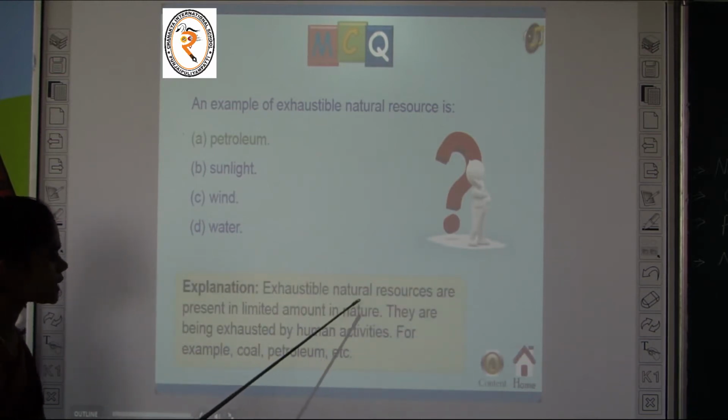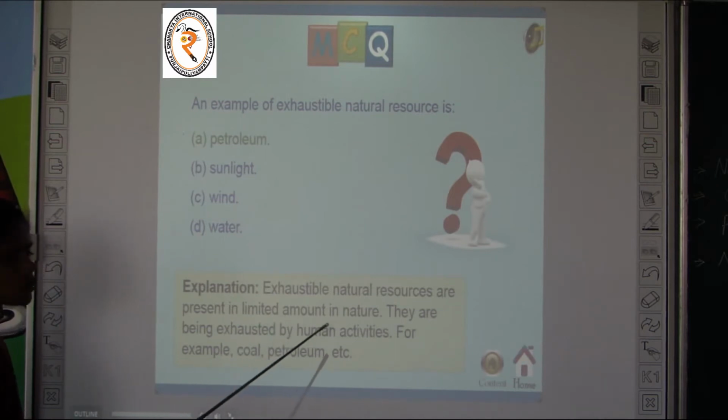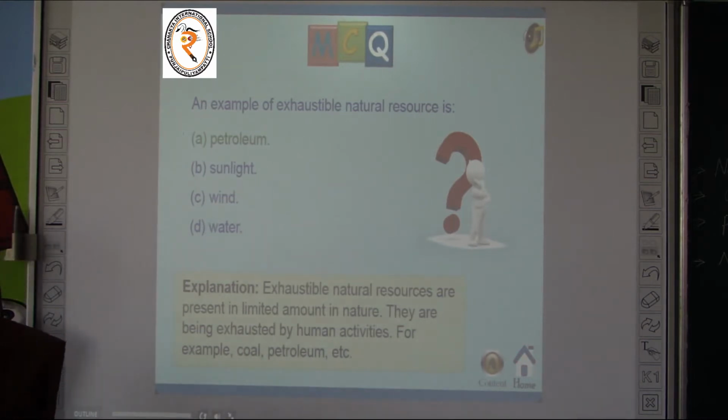Okay. And the next one, what is the explanation? Exhaustible natural resources are present in limited amounts in nature. They are being exhausted by human activities. For example, coal and petroleum, etc. are examples of exhaustible natural resources. Okay, and the next one.